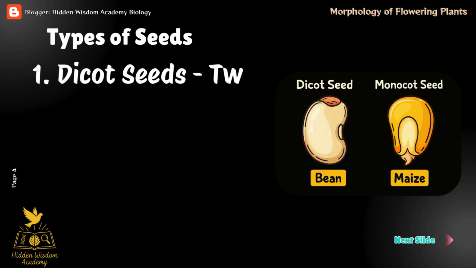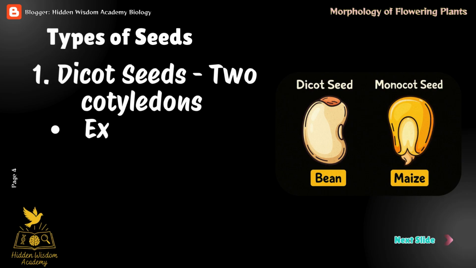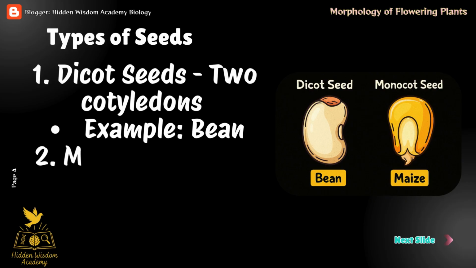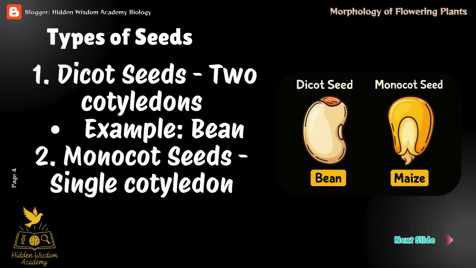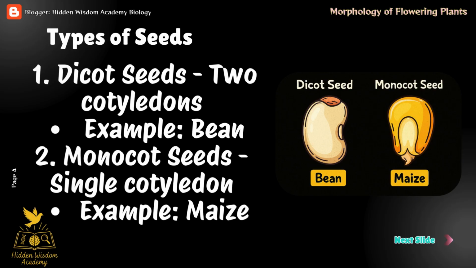Let's talk about the types of seed. Seeds are of 2 main types, dicot and monocot. Dicot seeds have 2 cotyledons that store food, like in beans. Monocot seeds have 1 cotyledon. In maize, this cotyledon is called the scutellum, and it absorbs food from the endosperm. This difference is important in plant classification and shows how seeds store and use food.